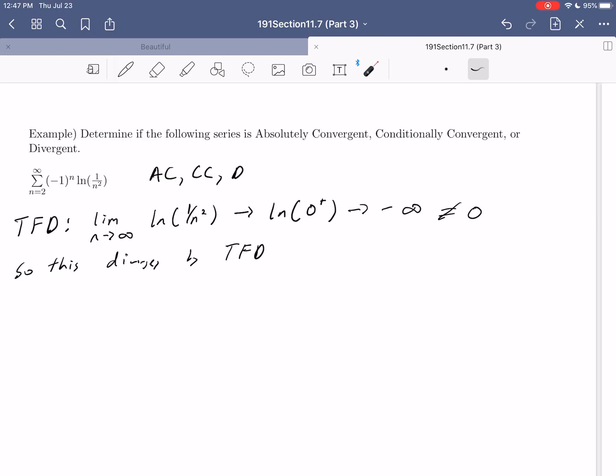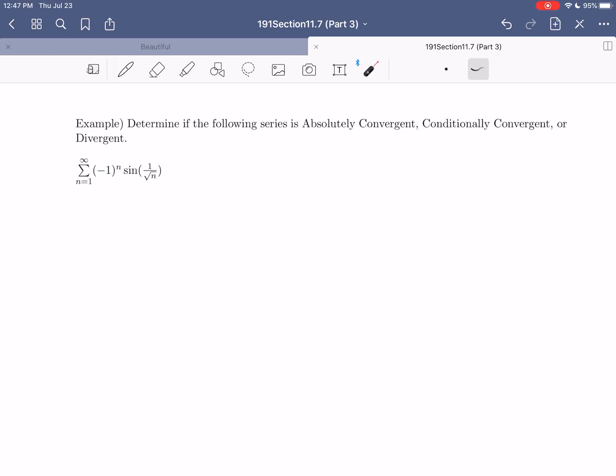Okay, let's take a look at another. So here we've got, again, the same sort of setup. It's alternating, so we could have absolutely convergent, conditionally convergent, or divergent. First thing we should recognize is that 1 over root n, that's something we know.